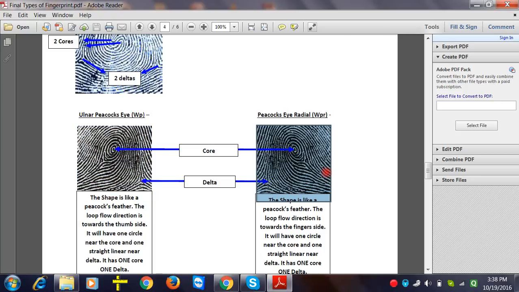With the peacock's eye radial, if the flow is going towards the finger and there is one delta and one core, but the shape is like a peacock's feather, it would be called peacock's eye radial.